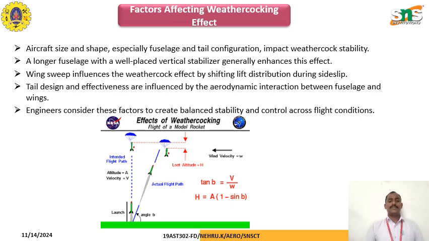The factors affecting the weathercocking effect: one is aircraft size, and aircraft shape, especially fuselage and tail configuration, impacts weathercocking stability. A longer fuselage with a well placed vertical stabilizer generally enhances this effect. Wing sweep influences the weathercocking effect by shifting the lift distribution during sideslip. Tail design and effectiveness are influenced by the aerodynamic interaction between fuselage and wing. Engineers consider these factors to create balance, stability, and control across the flight operation.